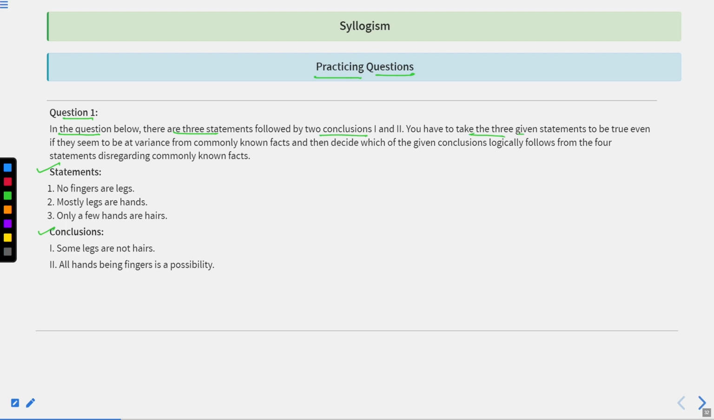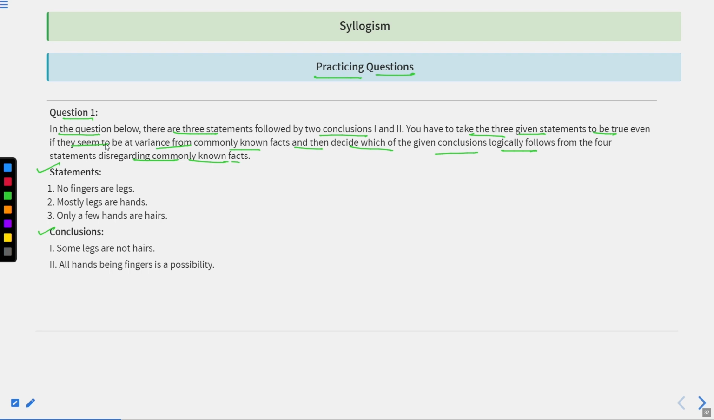You have to take the 3 given statements to be true, even if they seem to be at variance from commonly known facts. Then decide which of the given conclusions logically follows from the statements, disregarding commonly known facts. We just take all these 3 statements into consideration, and the statement is true. Nobody can question the validity.